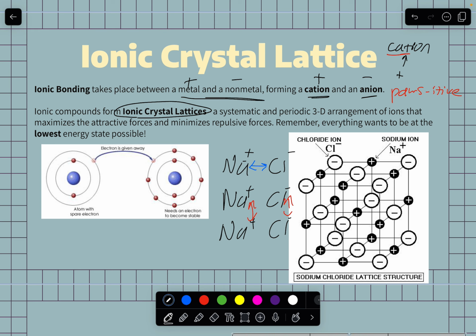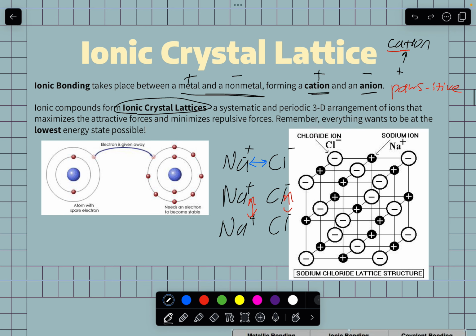This lattice structure, you'll see it alternates. We have a negative, then it goes to a positive, then it goes to a negative, okay? The second row, the negative is next to a positive, and the positive is next to a negative, right? So it alternates the positives and the negatives to minimize the repulsion and maximize the attraction. Okay, so ionic compounds do make these ionic crystal lattices.